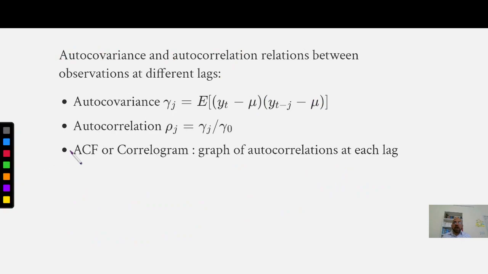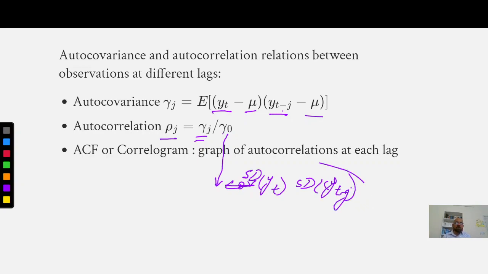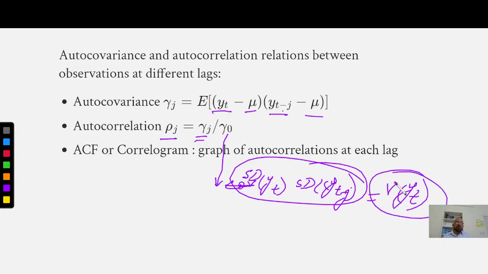So what is autocorrelation? It is the correlation between Y_t and Y_(t-j), each minus its mean, and rho_j is the covariance between Y_t and Y_(t-j) divided by gamma naught. Gamma naught involves the standard deviation of Y_t and of Y_(t-j). As I mentioned in my last video, these two are very close to each other, so we usually consider it equal to the variance of Y_t, and therefore we denote it by gamma naught. That is the covariance at lag zero. Covariance is a second moment, and covariance at lag zero is gamma naught.